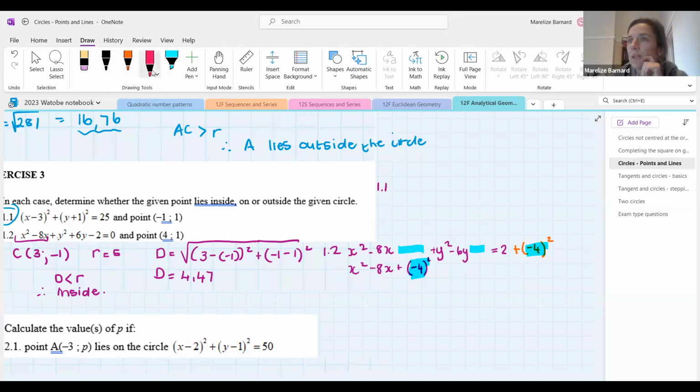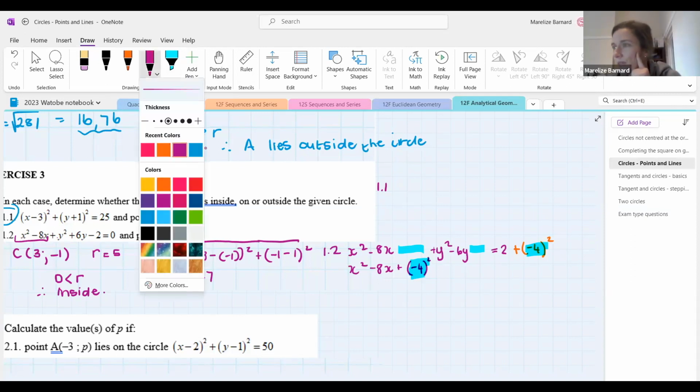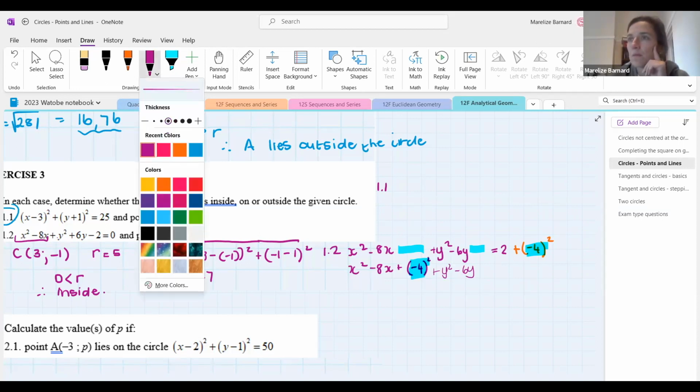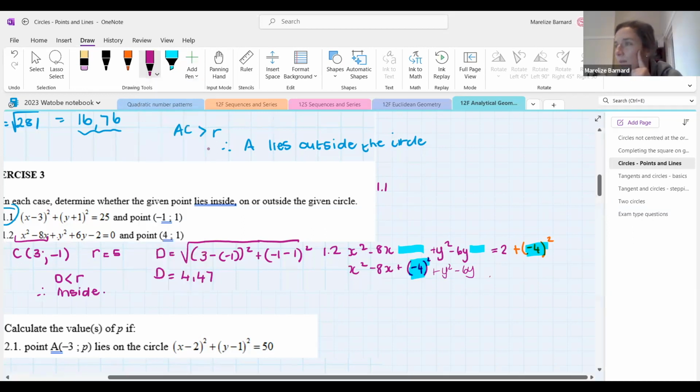And now we're going to complete the square for the y's. So we've got plus y squared minus 6y, and we need to take half of -6 and square it, and half of that is -3 squared.